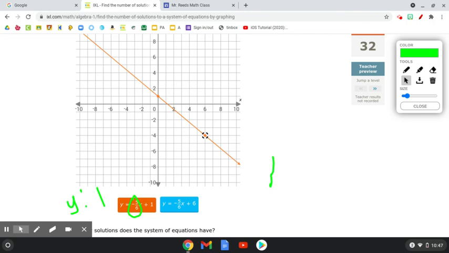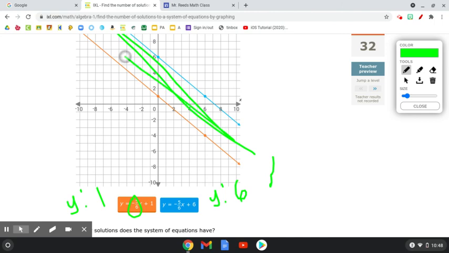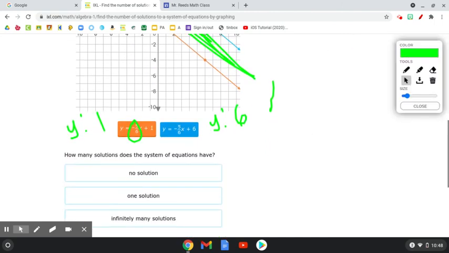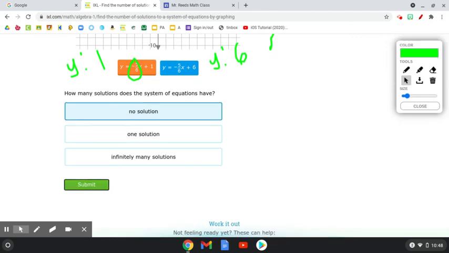And then my next one, y equals negative 5/6 x plus 6. So your y-intercept here is positive 6. And my slope is negative 5 over 6. So these two lines are parallel. So notice that they're just parallel. Nothing is going to fill this space here. They're never going to intersect. All right, therefore they have no solution.